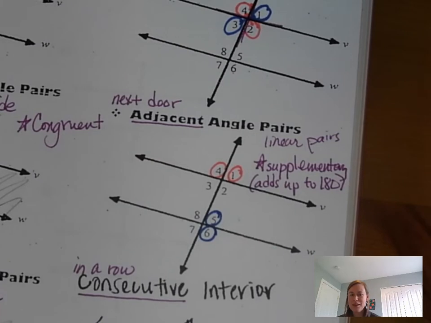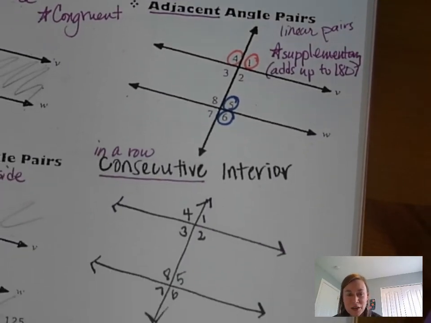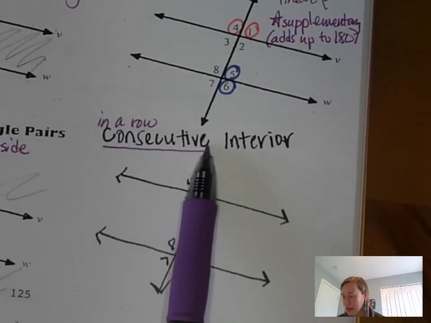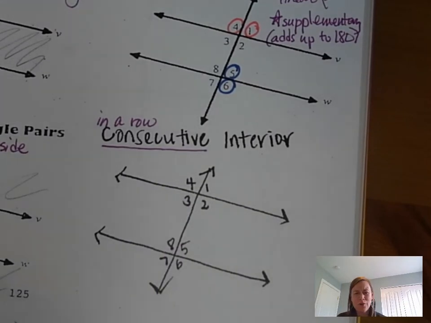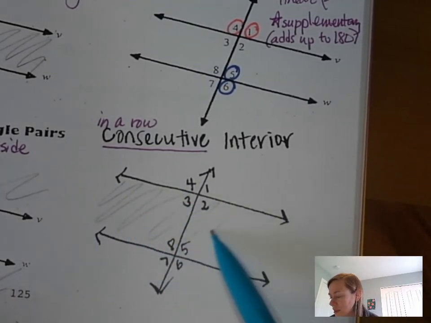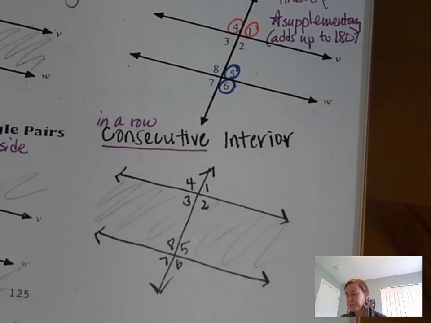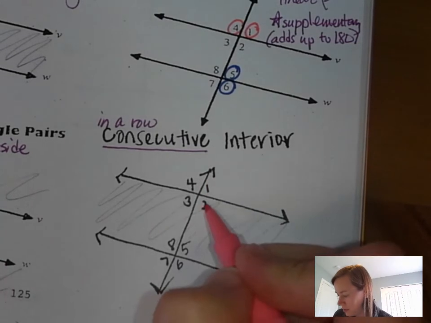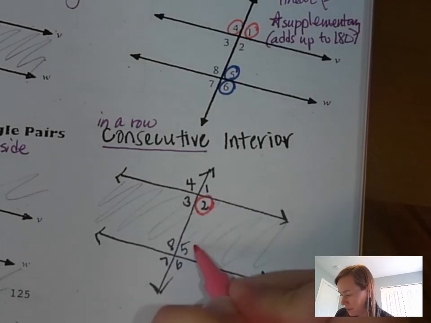We've only got one left. Consecutive interior. What does that word consecutive mean? It means like in a row, right? 2 in a row, 3 in a row, whatever. Consecutive interior angles, there's that word interior again. So you know that we're going to be looking just at this part of the transversals. And you're going to have 2 in a row. So maybe like 2 and 5.